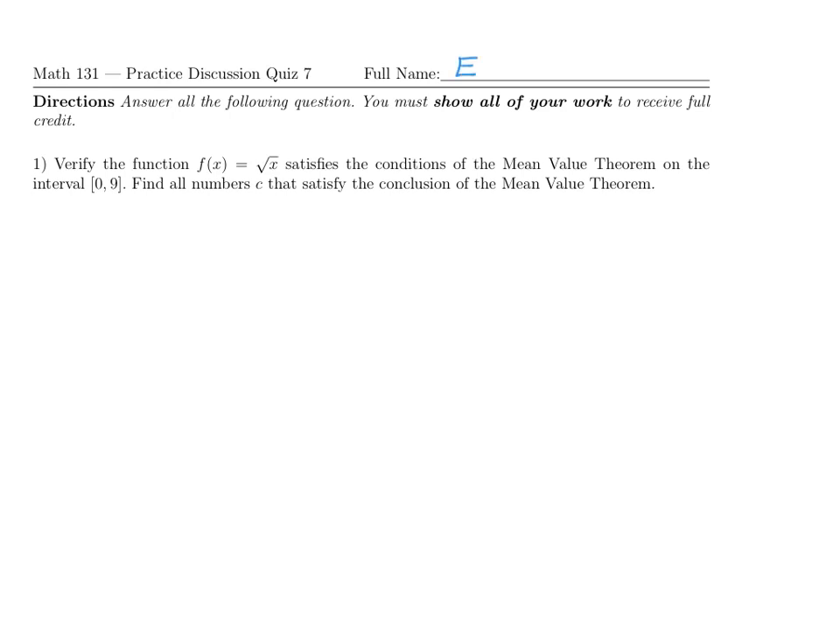Let's go over a practice problem for this week's discussion quiz. In question 1, it says, verify the function the square root of x satisfies the conditions of the mean value theorem on the interval from 0 to 9. Once we do that, I'd like to find all numbers c in this interval that satisfy the conclusion of the mean value theorem.